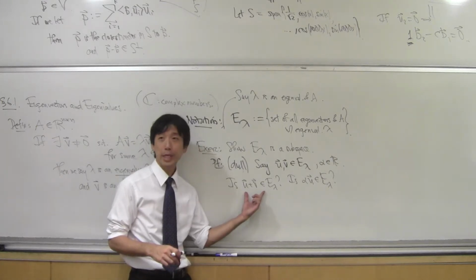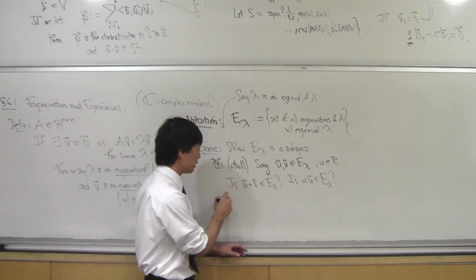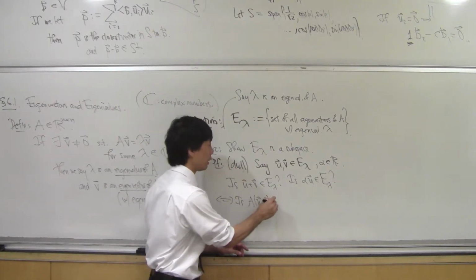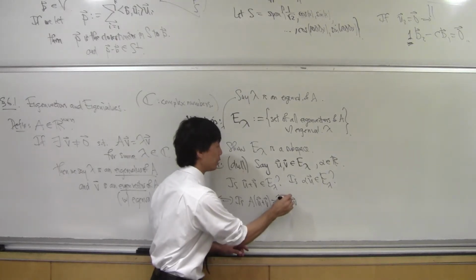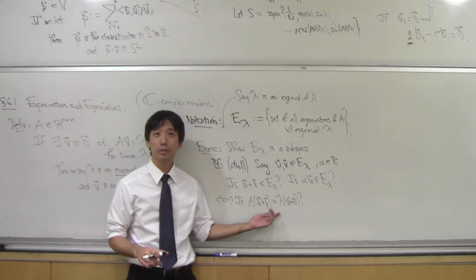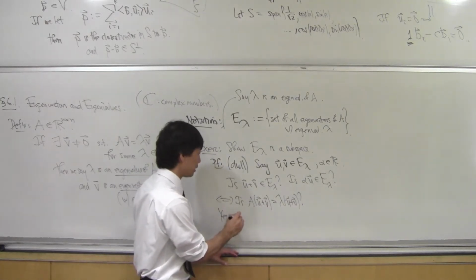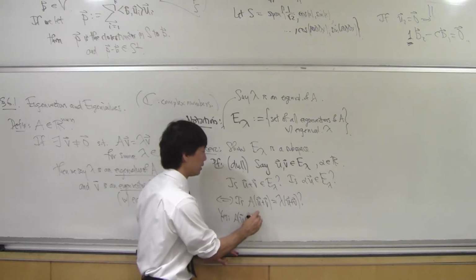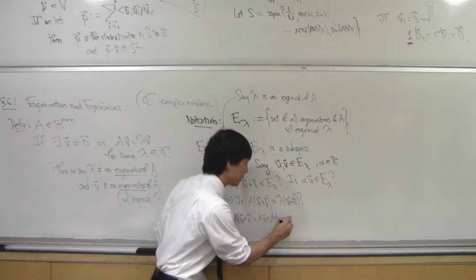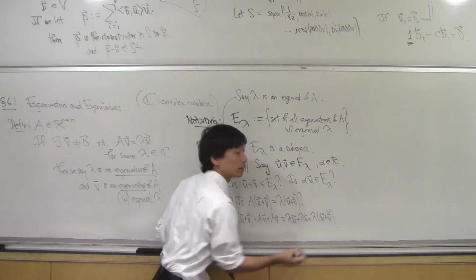So what do we need to check to show that this is in the eigenspace? Well, is A of U plus V equal to lambda times U plus V? That's the question. Is it true? Sure, and the answer is yes, because A times U plus V is A times U plus A times V. But that's just going to be lambda U plus lambda V. That's lambda times U plus V.